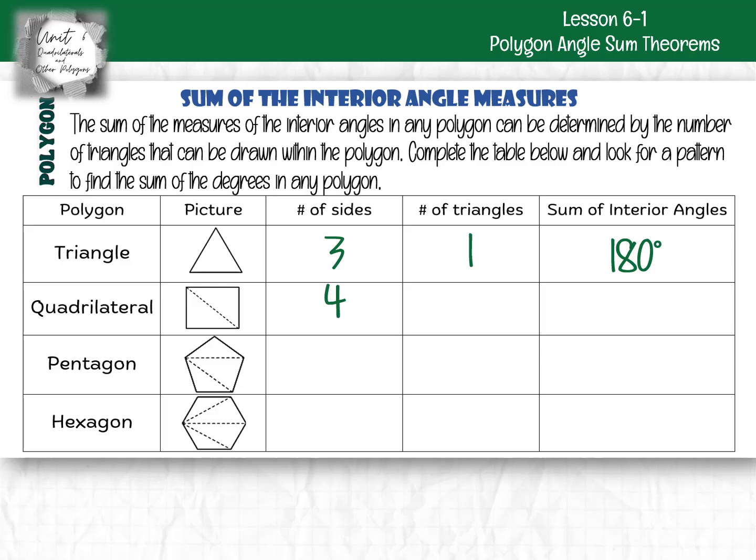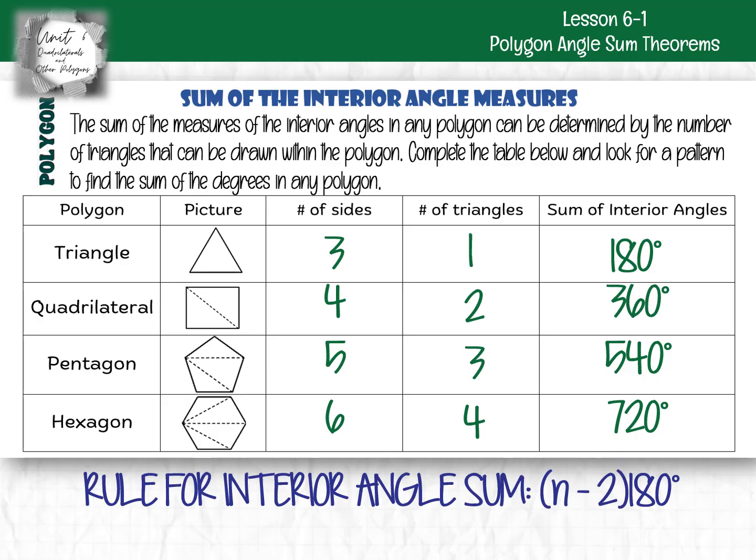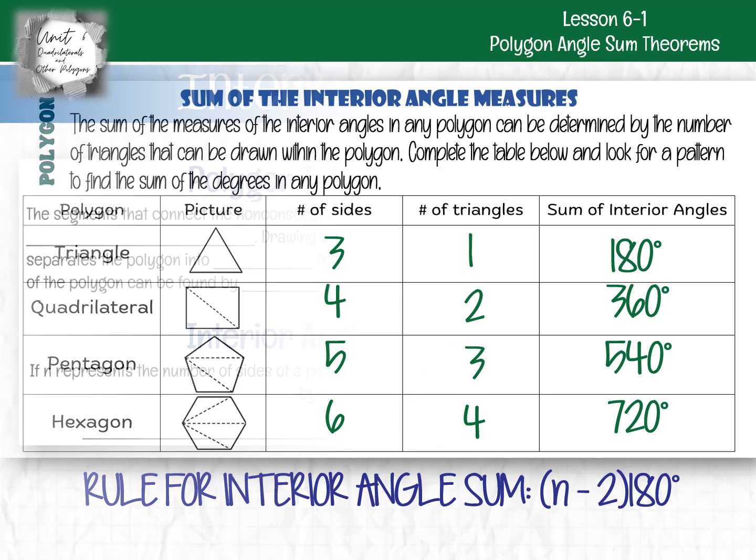Quadrilaterals have 4 sides. 2 triangles can be drawn in using a diagonal from a common vertex. And 2 times 180 is 360. Pentagon, 5 sides, 3 triangles, 540 degrees. Hexagon, 6 sides, 4 triangles, 720 degrees. So the rule for interior angle sum is n minus 2, number of sides minus 2, times 180 degrees.